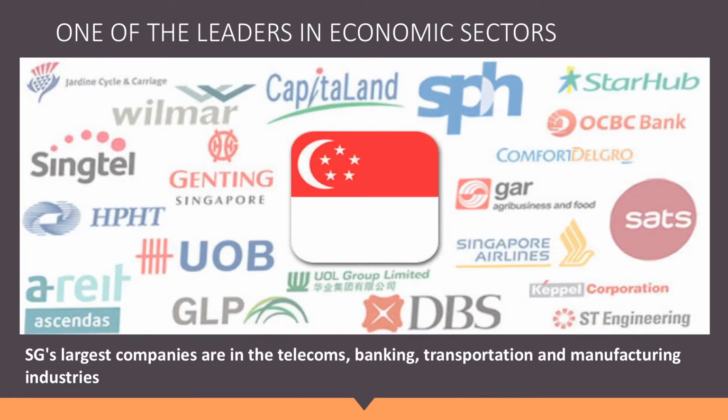Singapore's largest companies are in the telecoms, banking, transportation, and manufacturing industry, and many of the companies were started as state-run companies with good regulation and cooperation.